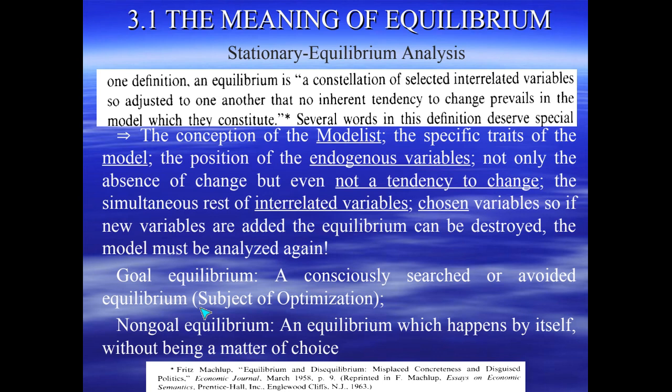A goal equilibrium is a consciously searched or avoided equilibrium. It's a subject of optimization. We will study these kinds of equilibria in chapter 9. We will try to maximize or minimize things, find the maximum, the uppermost points, or the lowermost points, the minima of these certain things. So this will be a goal equilibrium.